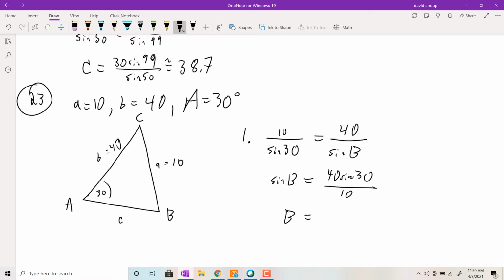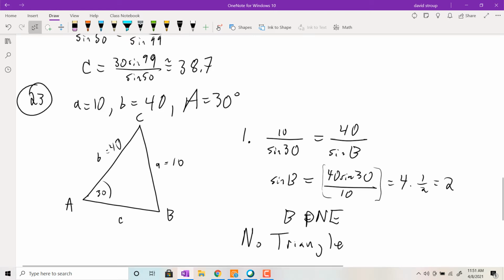When you plug that into your calculator, you're going to get an error message. We can figure out why: it's 4 times the sine of pi over 6, which is 1/2, which is 2. You can't take sine inverse of 2. It's not going to work in your calculator. So there is no b value here, and this is the case where there's no triangle. You can just write no triangle, and that's good enough.